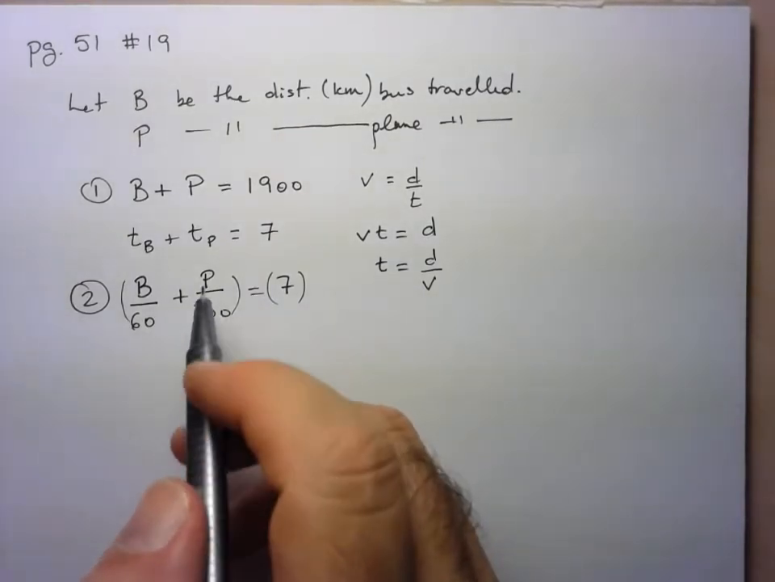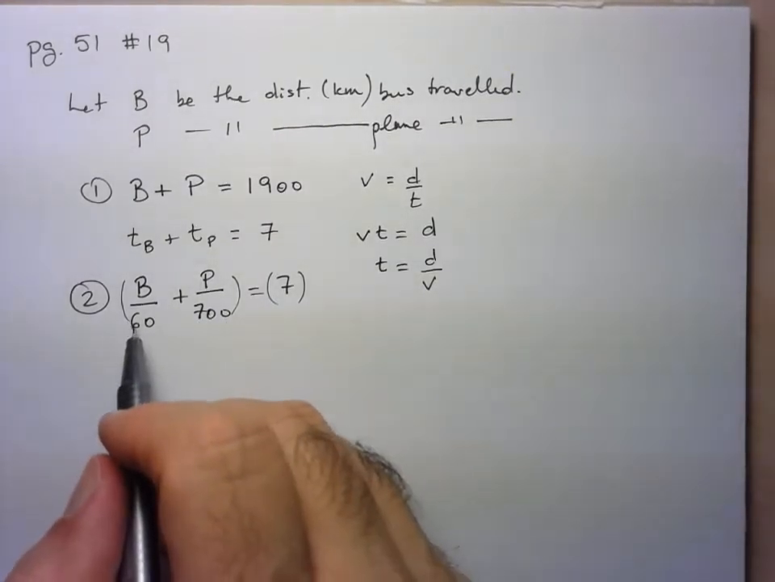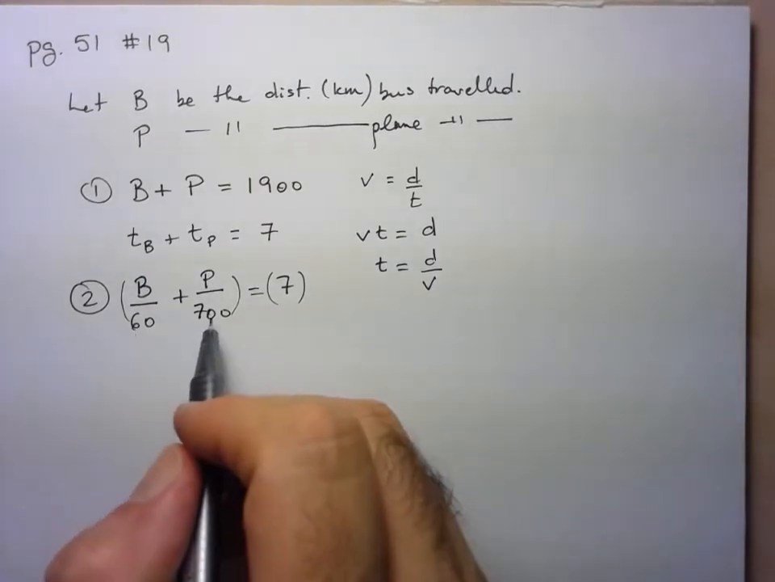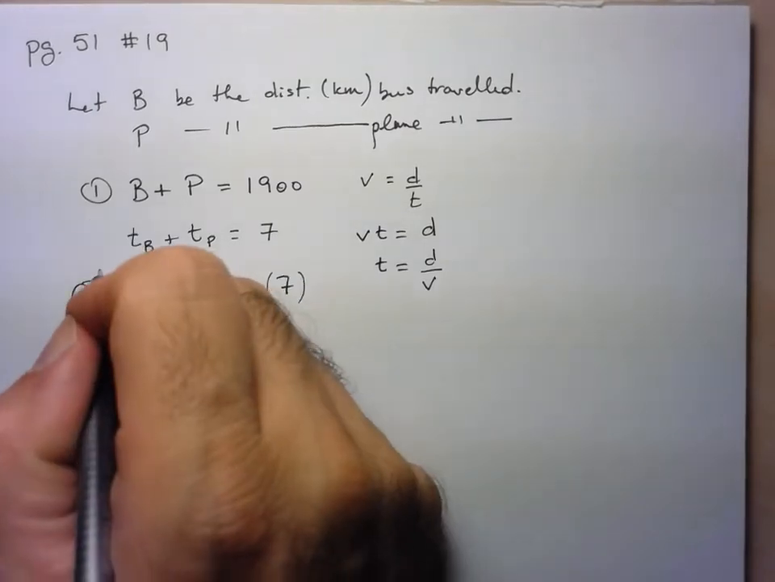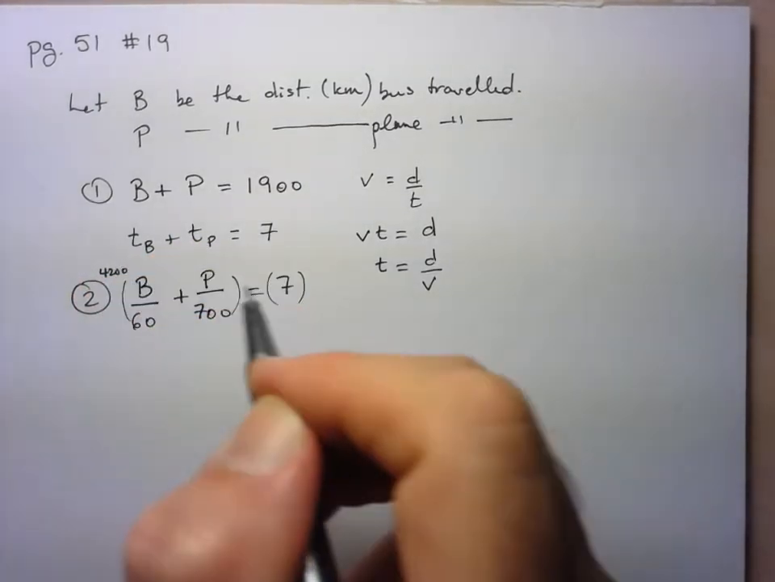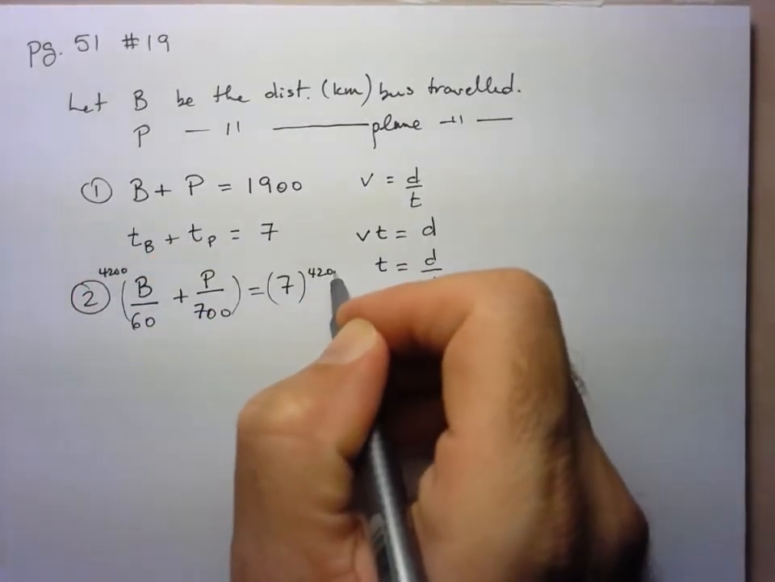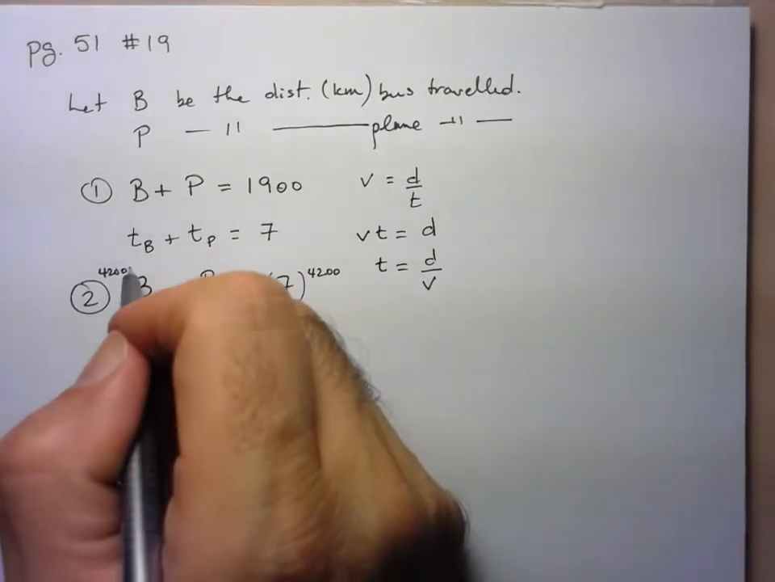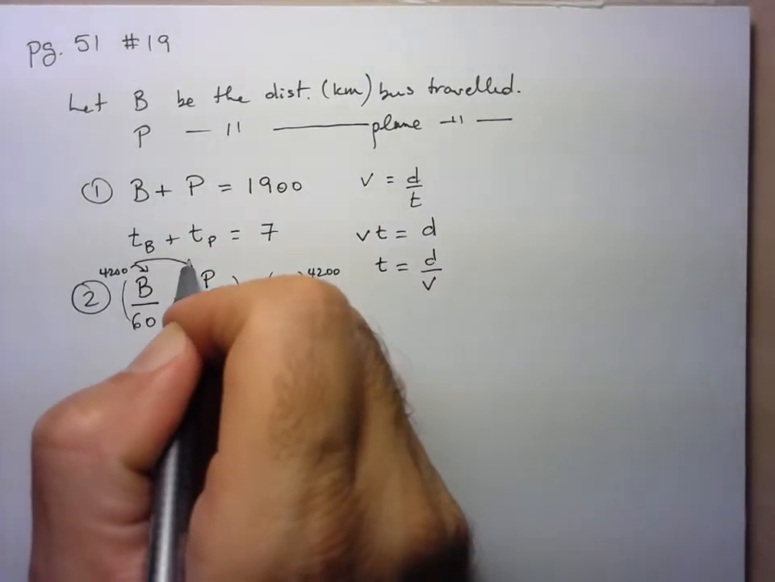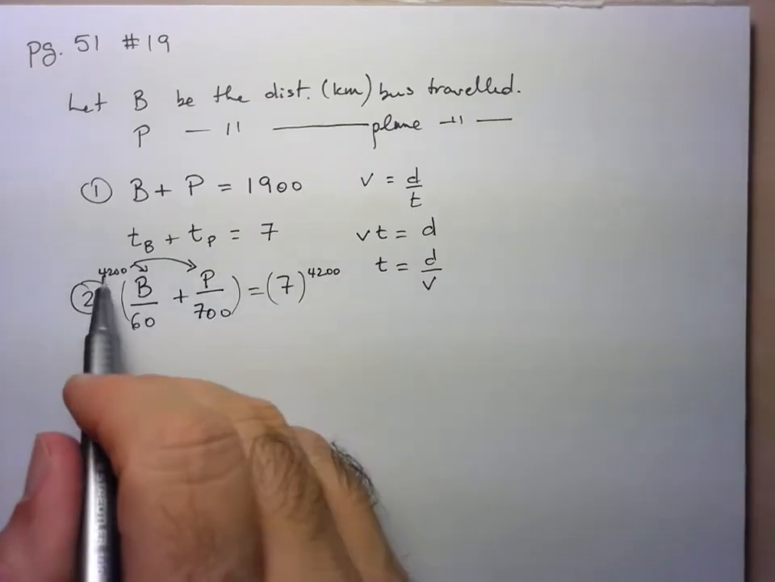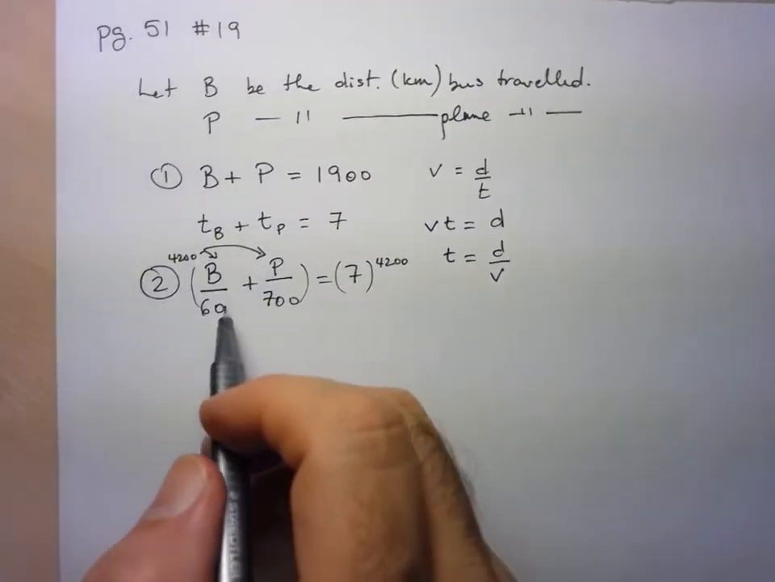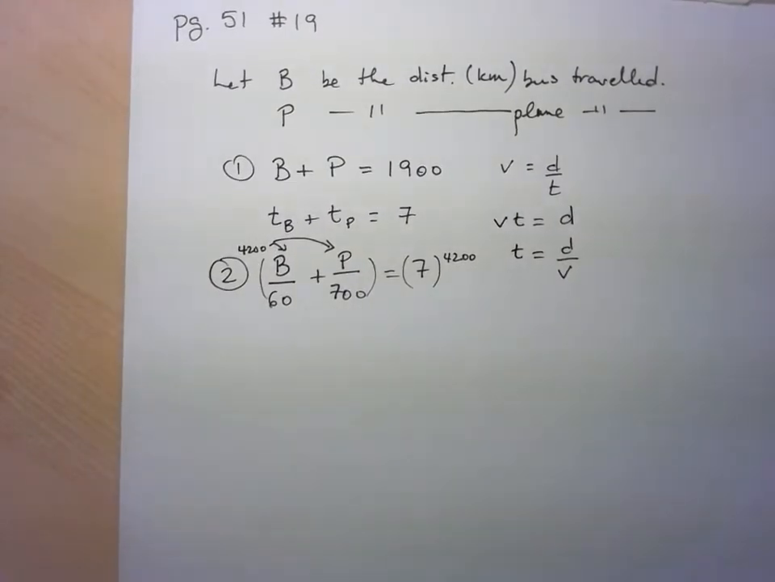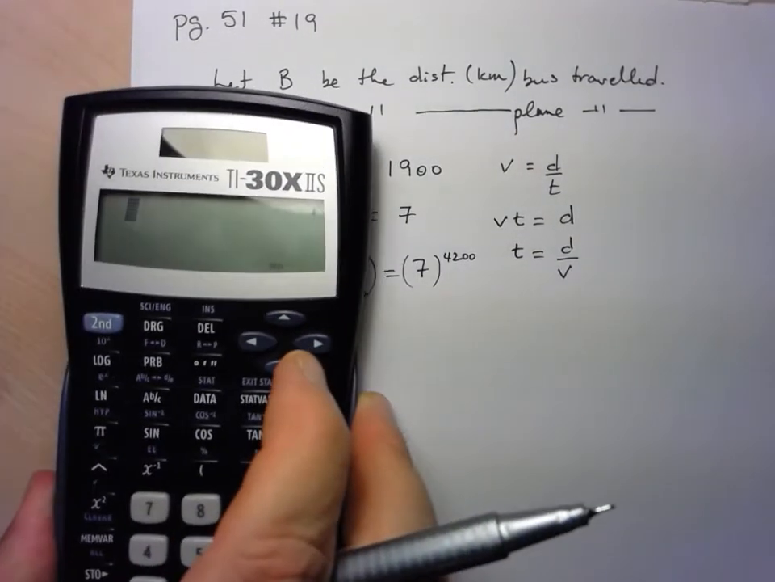So I'm just going to use not 700 times 60. I think I just need to use 700 times 6, which is just 4,200. So I'm going to multiply both sides by 4,200. So let's distribute this on the left. So the 4,200 is going to reduce with the 60.